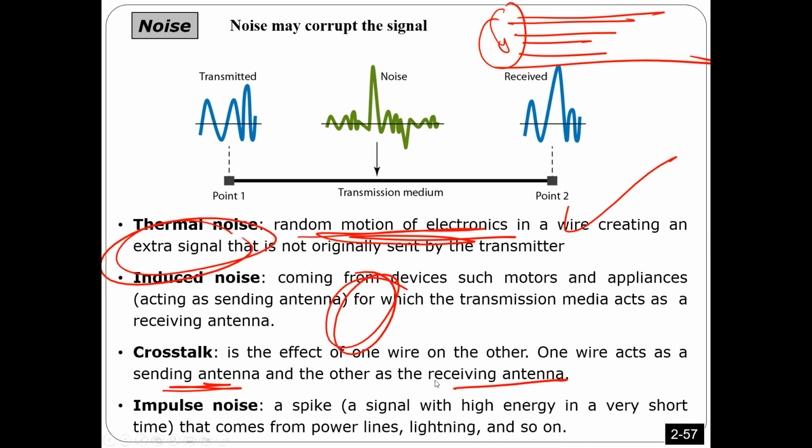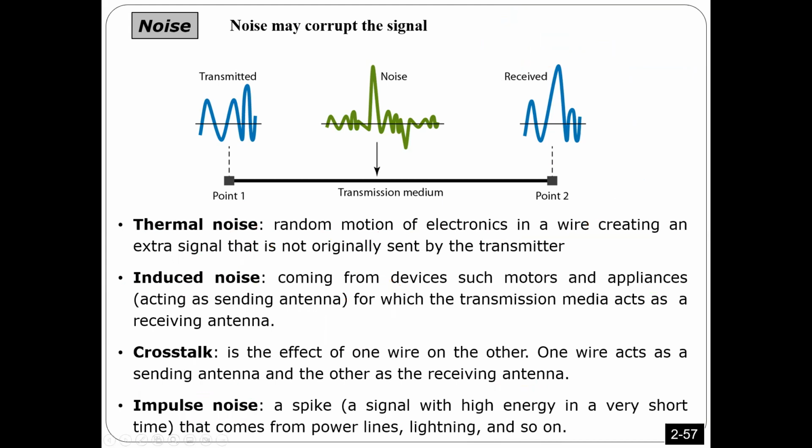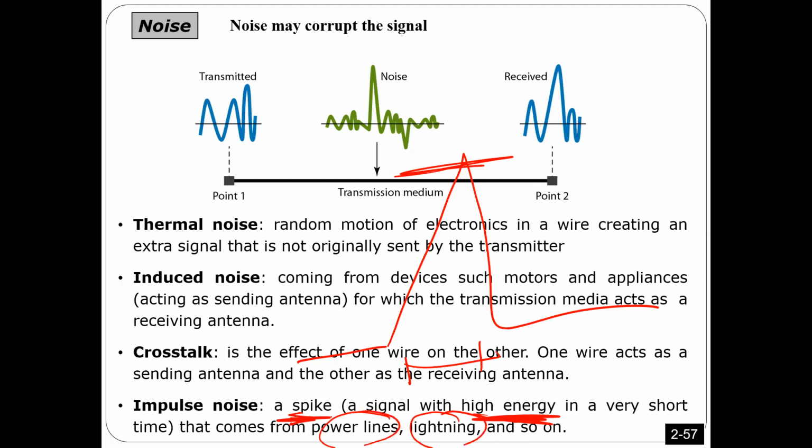Also, one of the reasons here is what we call impulse noise. Impulse noise means a spike of a signal with very high energy. In English, when I say spike, it means something happening quickly. Something very high happens in a very short period of time. The reason for this spike can be lightning or power lines. When you turn the power on or turn the light on, the switch can make this kind of spike.